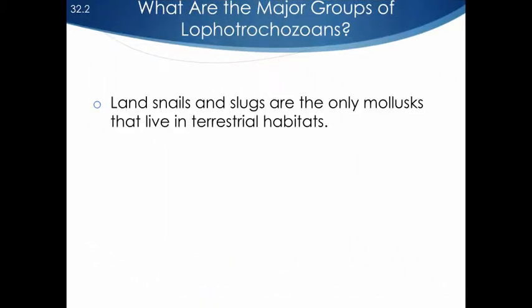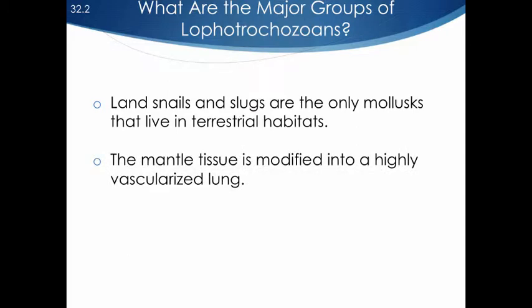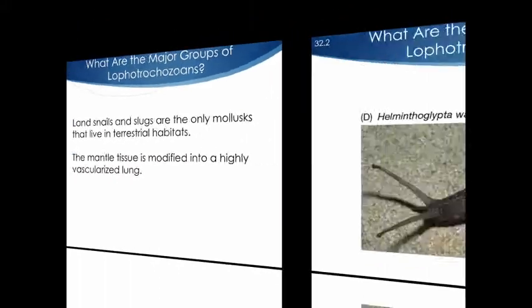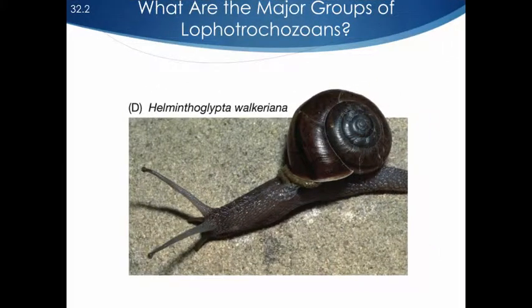So now we're going to go on to land snails and slugs, which are the only mollusks that live in terrestrial habitats. The rest live underwater. The mantle tissue is modified into a highly vascularized lung. So instead of having gills that would be near the foot, they now have a mantle tissue that has vascularized lungs. So here's a picture of your average snail. And this is where your shell is, so your mantle would be kind of down here.